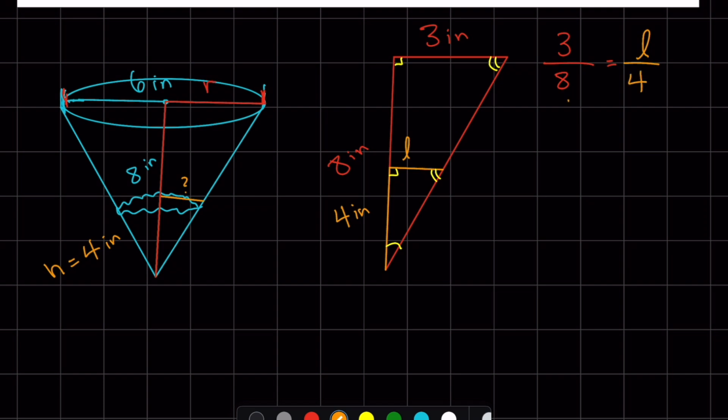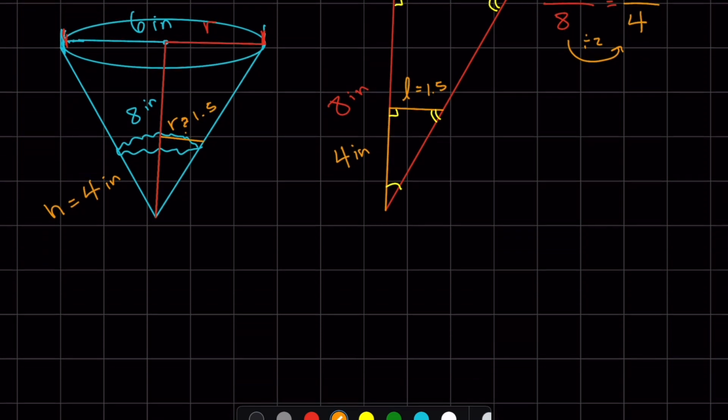You can probably see here that we just divided by 2 to get from 8 to 4. So we're going to divide by 2 on top to get L equals 1.5. And that would be the radius of our smaller cone that's created by the water.